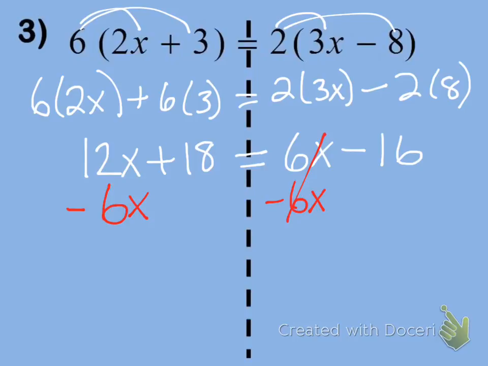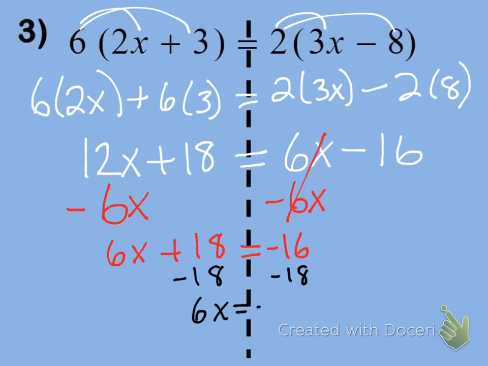So I'm actually going to move the little guy. I'm going to move the 6. So this is 6x plus 18 equals negative 16. Yep, we're going to subtract the 18. So 6x equals negative 34. Final step.